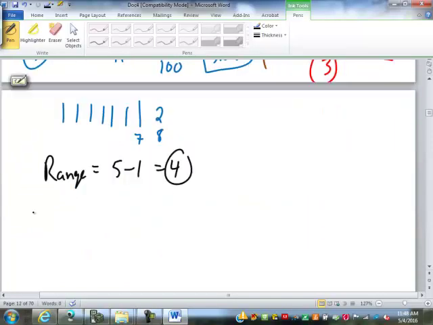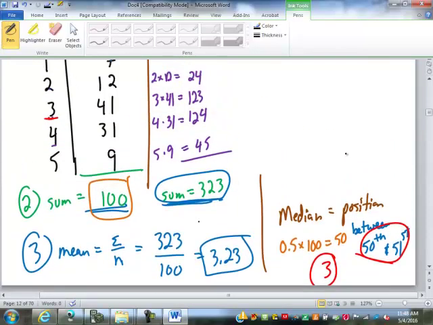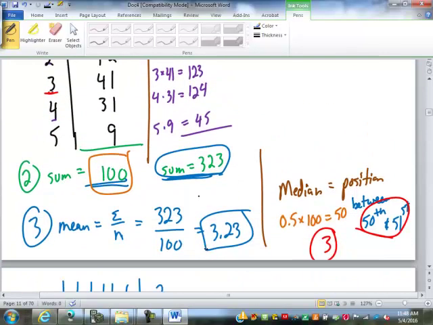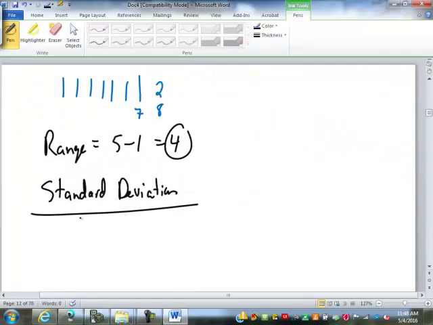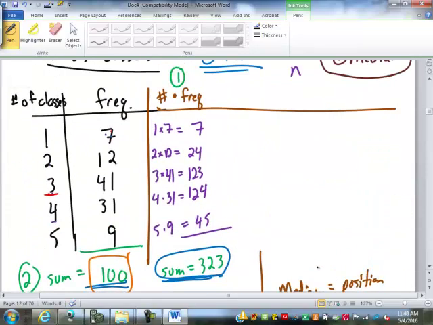Standard deviation. The standard deviation is a tough one. Remember, the first step in the standard deviation is to find the mean. So we've got that already done. Second step in the standard deviation is to subtract the mean from each value. So up here in our table, what we're going to do is subtract that mean.